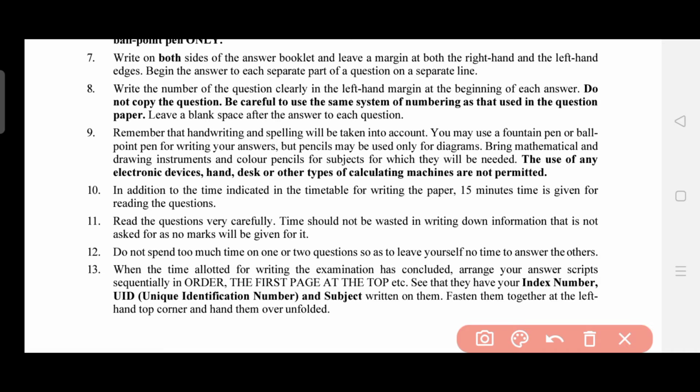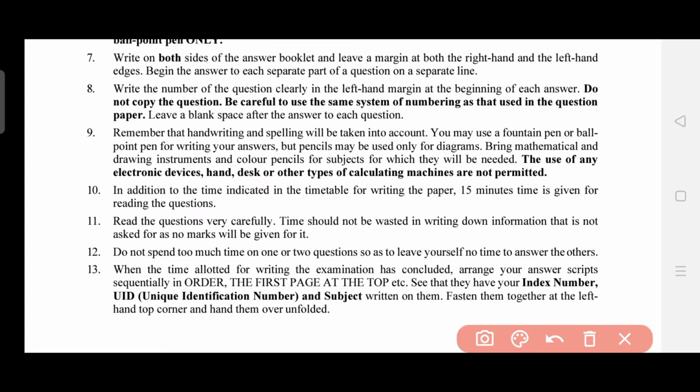Okay, let's see the ninth point, which says that the use of any electronic devices, means no phone or calculator is needed in the examination hall, because that can lead you to a great difficulty. So don't try to carry any things like that. Okay, I know that you are good students, so you won't try to cheat or do any sort of things. So don't try to do that. Be focused towards your examination.